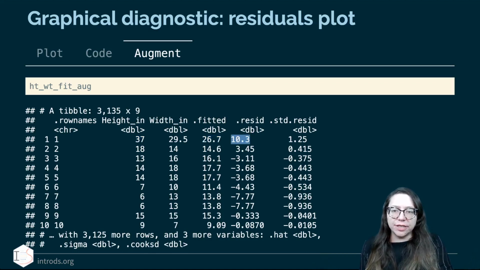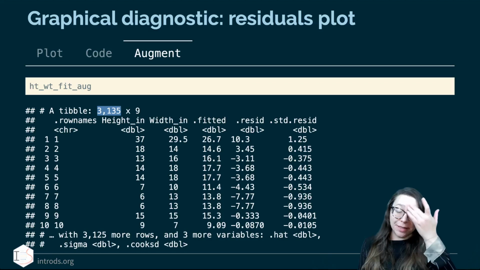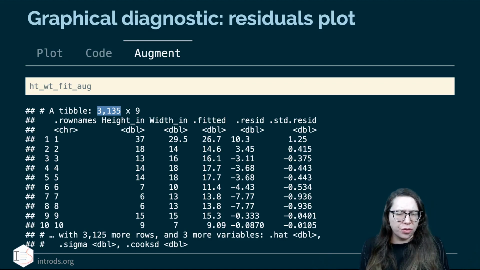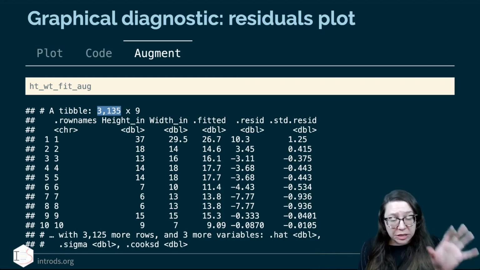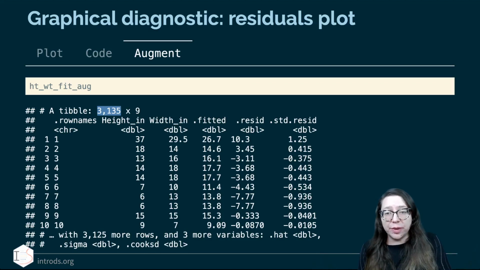Another thing I'd like to draw your attention to is that this augmented data frame has 3,135 rows, which is a little less than what we started with in our data frame. And we saw in an earlier video that when we actually plotted these data, about 250 or so of the rows were being dropped because we had NAs in either the height or the width or both of those. So we're only able to fit the model to the records where we actually have data on both of these variables.